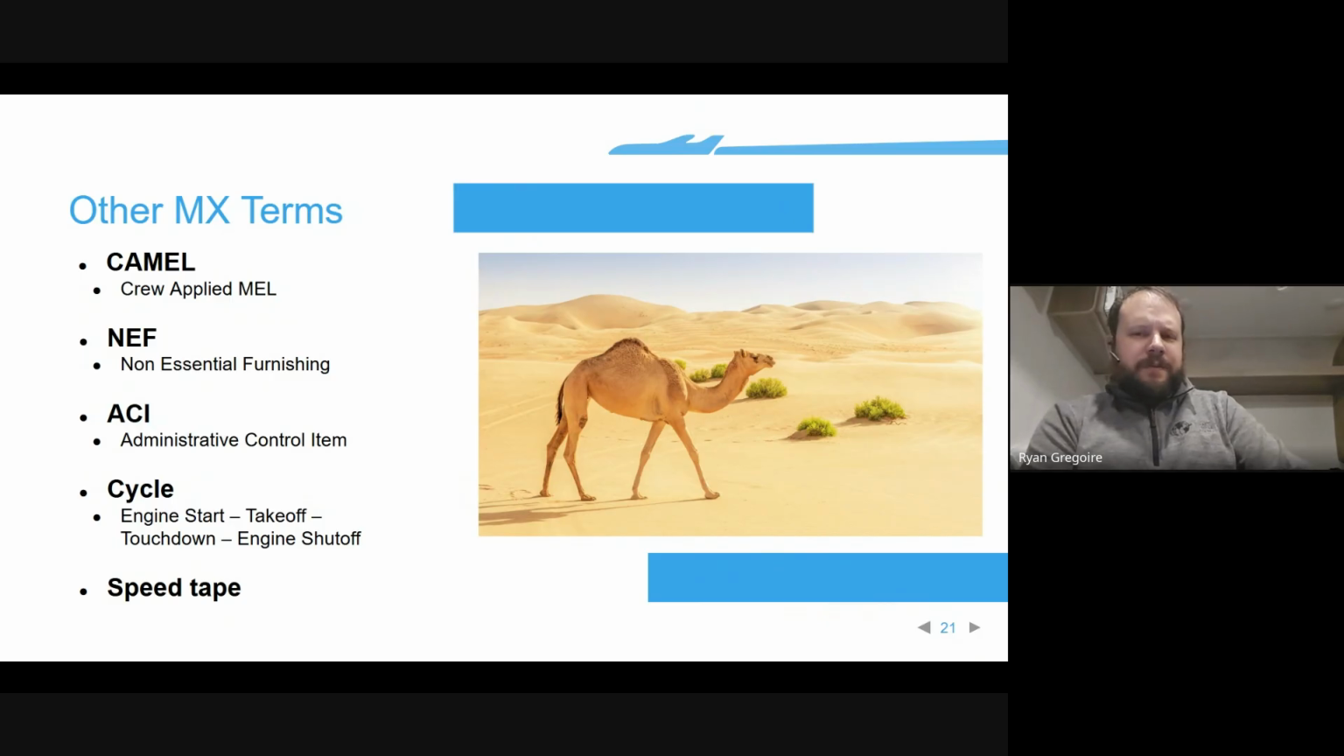Talked about this very briefly at the start of tonight's class. An NEF. NEF is non-essential furnishing. So this is going to be something on the airplane that can be defective or broken or missing or not functional, that really has nothing to pertain to the safety or operational applicability of the aircraft. An NEF would be something like the carpet is torn.